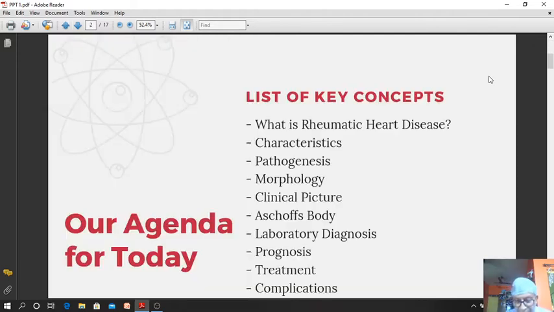Next, the list of key concepts in this rheumatic heart disease. First, we will define what is rheumatic heart disease. Next, the characteristics, the pathogenesis, the morphology, the clinical picture, Aschoff's body, laboratory diagnosis, prognosis, treatment and complication. So, these are today's agenda.